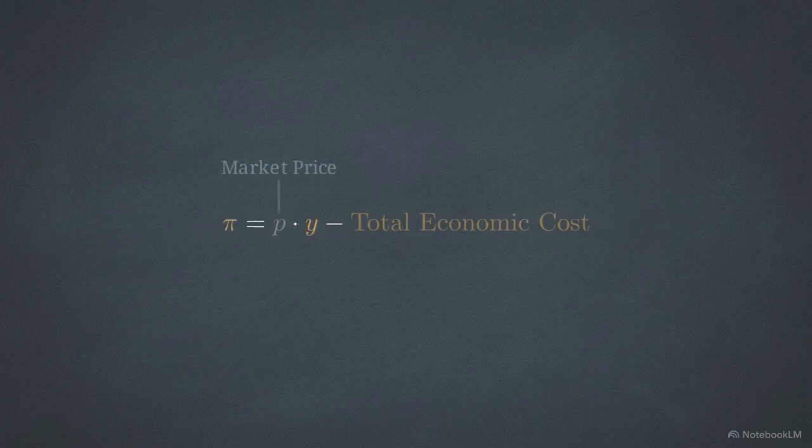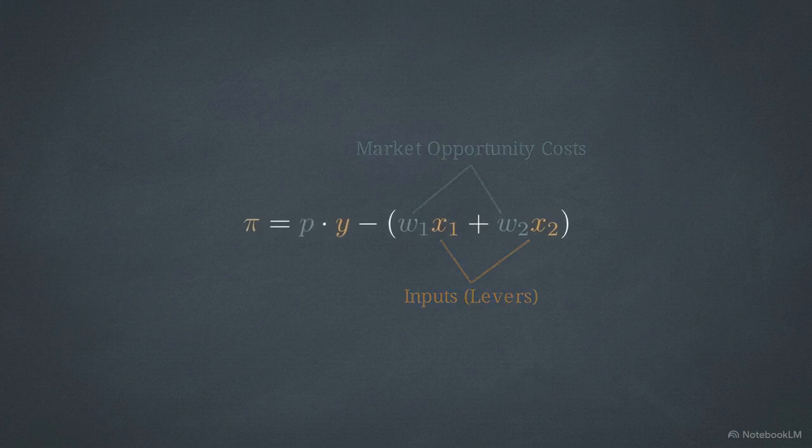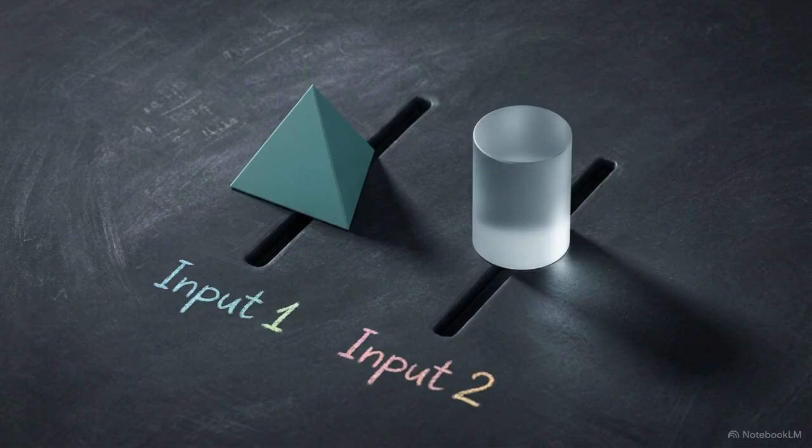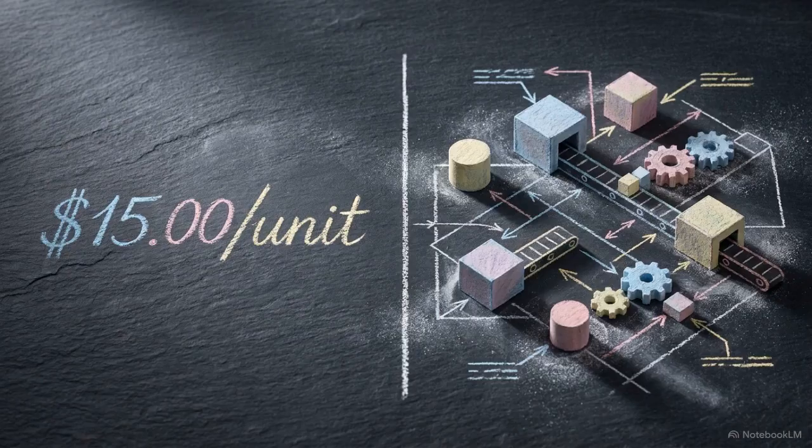Revenue is determined by multiplying the market price of the output, P, by the chosen quantity of output, Y. On the cost side, the firm accounts for all inputs, labeled X1 and X2, multiplied by their respective market opportunity costs, W1 and W2. Because market prices are given, the firm's only levers of control are the quantities of inputs it chooses to employ. These choices are restricted by the production function, which serves as the technological boundary defining how efficiently those inputs convert into a final product. Profit maximization functions as a mathematical matching problem between uncontrollable market prices and these rigid technological limits.